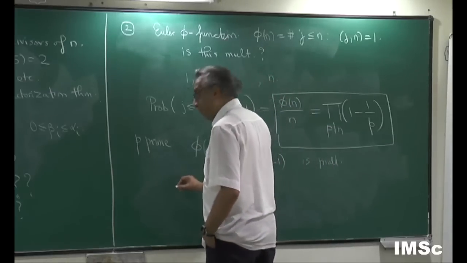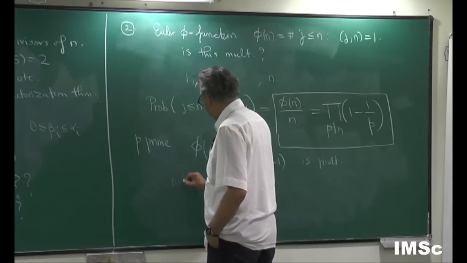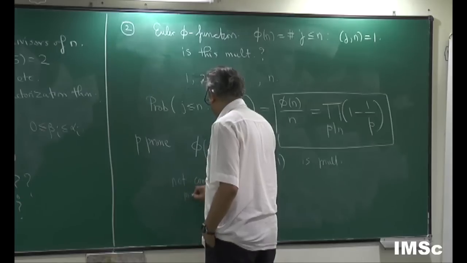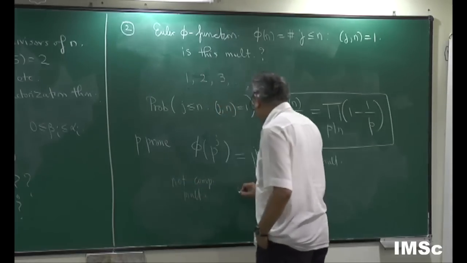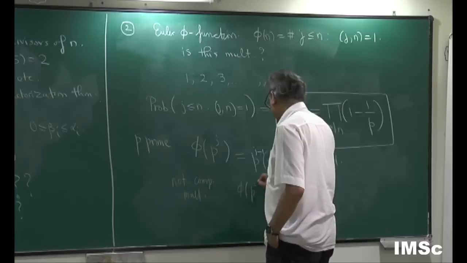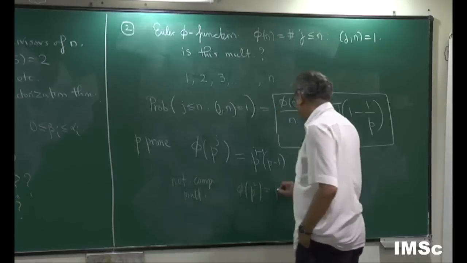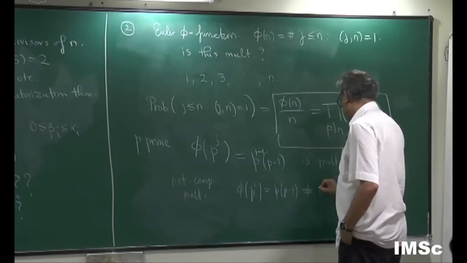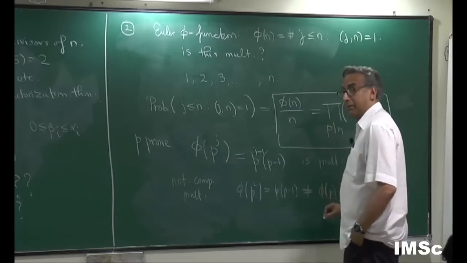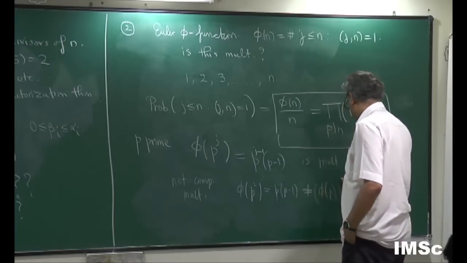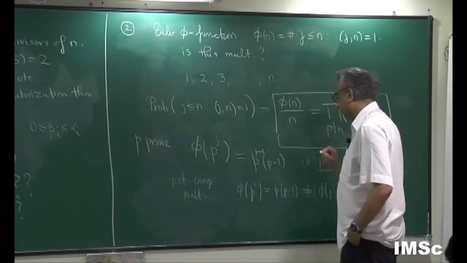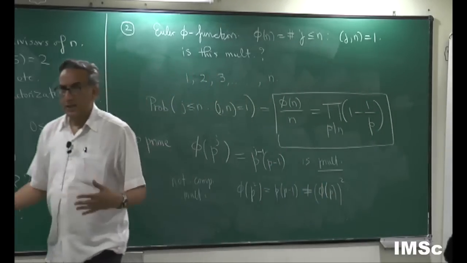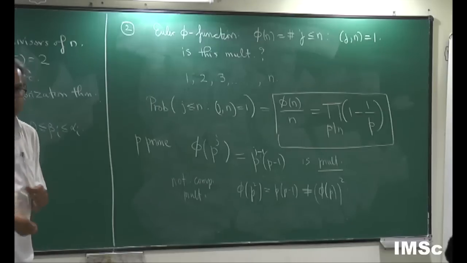It is not completely multiplicative. That's easy to check because phi of p squared is p times p minus 1. It's not equal to phi of p squared, which is p minus 1 squared. So it's a multiplicative function, but not completely multiplicative. So we seem to be meeting a lot of nice multiplicative functions, but not completely multiplicative functions.